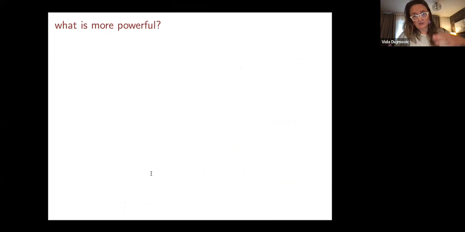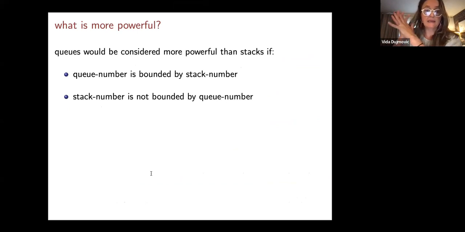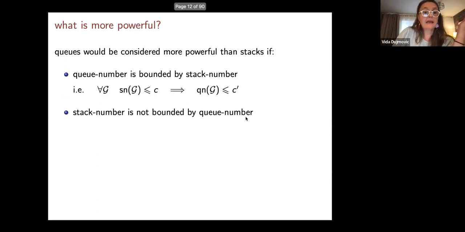So here's the main question that we want to attack. Which of these two notions is more powerful, stack number or queue number? What do I mean by that? For example, I would consider queue number to be more powerful than stack number if, whenever stack number is constant, then queue number is constant too. But in addition, there are graph families for which queue number is constant, but stack number is not. In that case, I would consider queues to be more powerful than stacks.